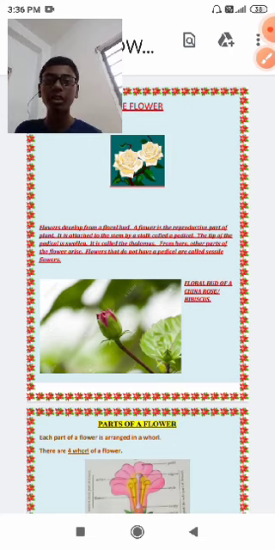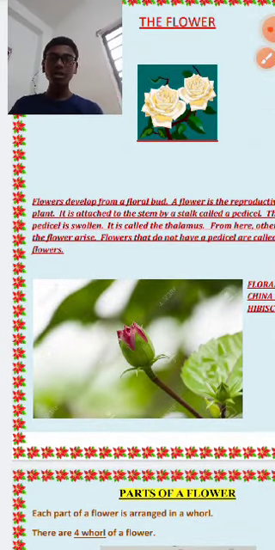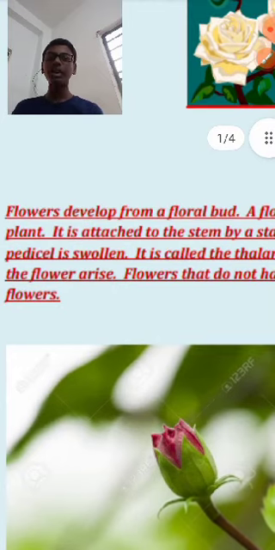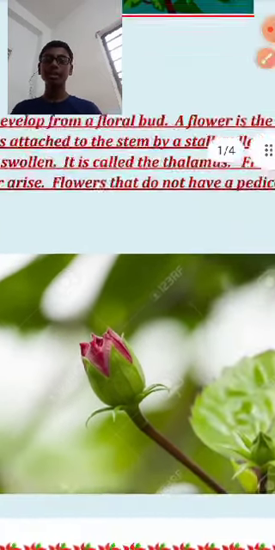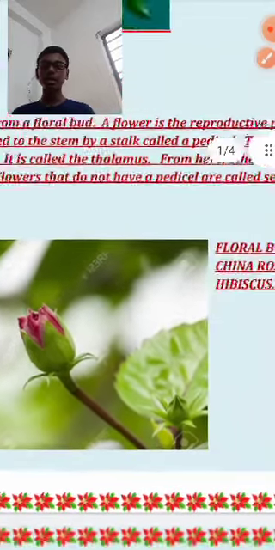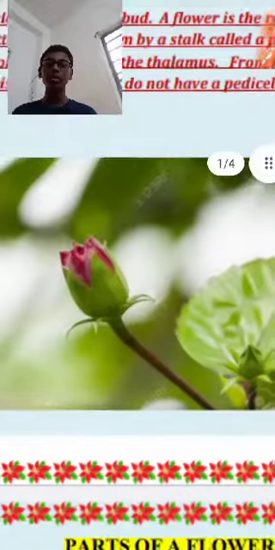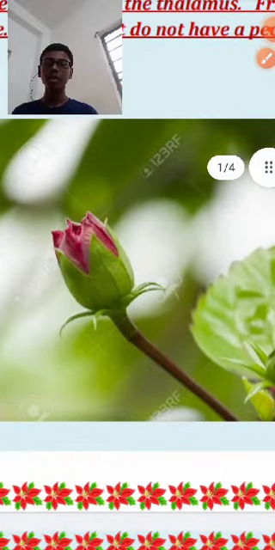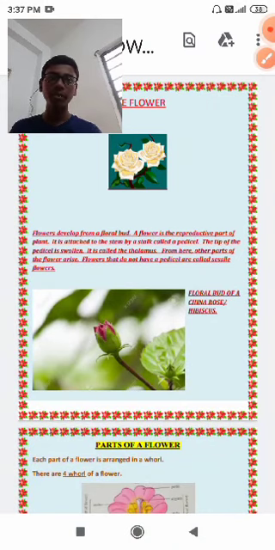Now if you refer to this paragraph, you will know what a flower is. Over here it is written, flower developed from a floral bud. Now what is a floral bud? This is a floral bud. You can see a picture. See, floral bud of a China rose or hibiscus, this is a floral bud of a hibiscus. Now if you want some more pictures, I can show you from Google.